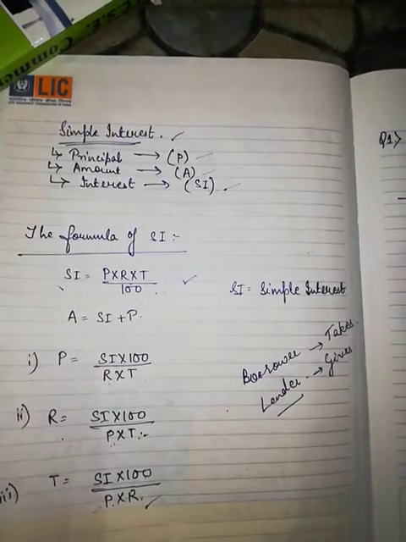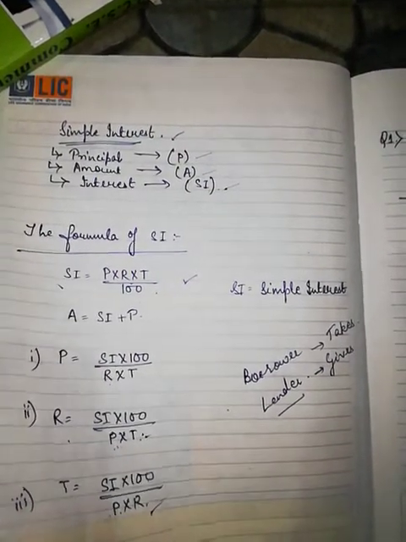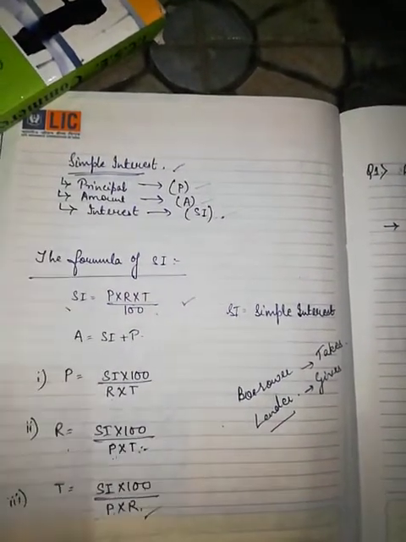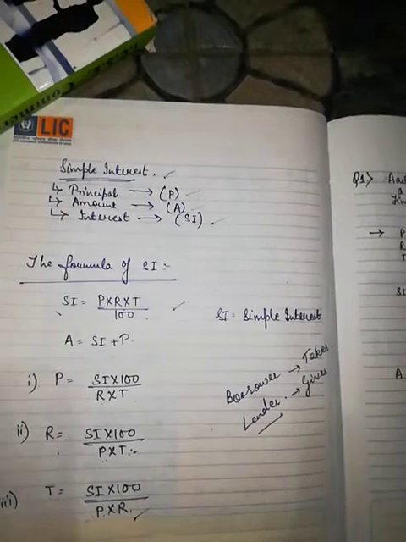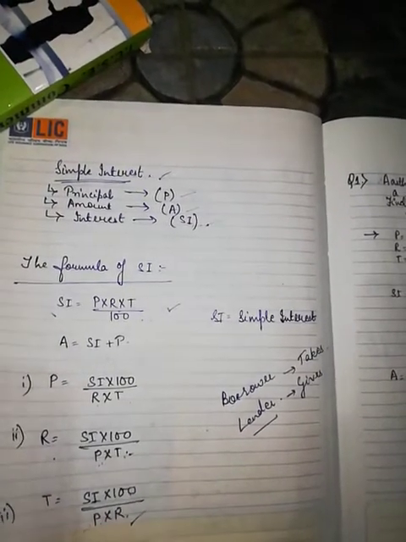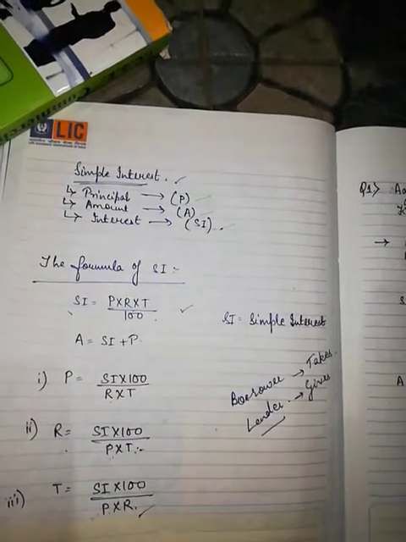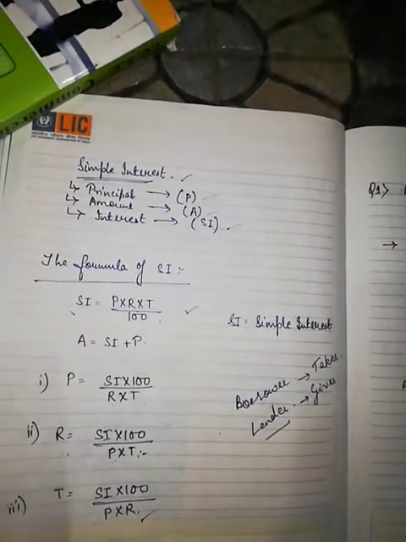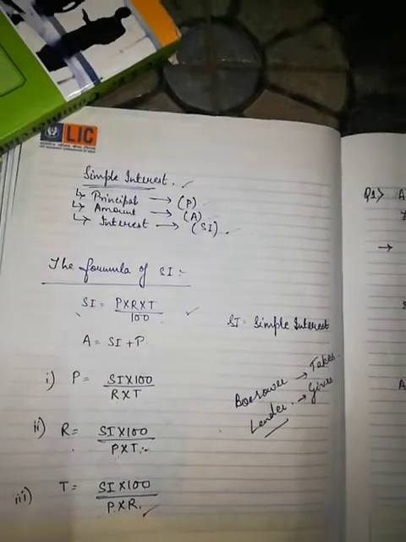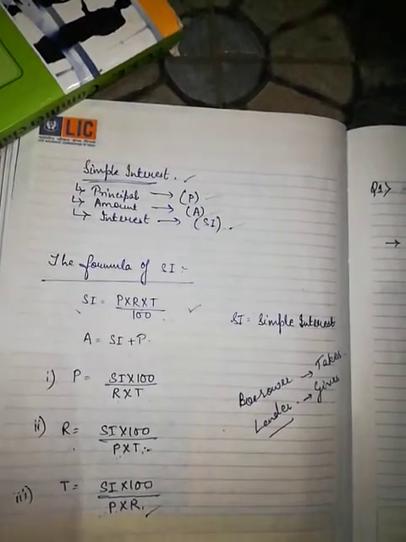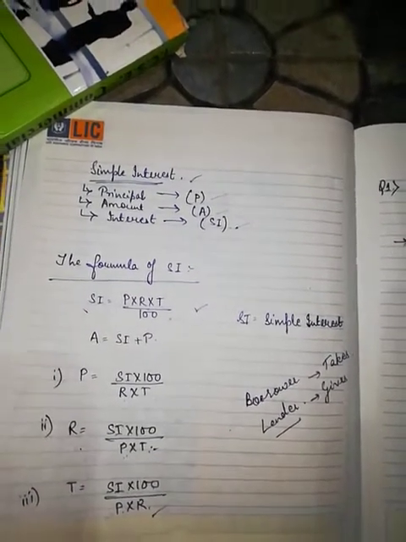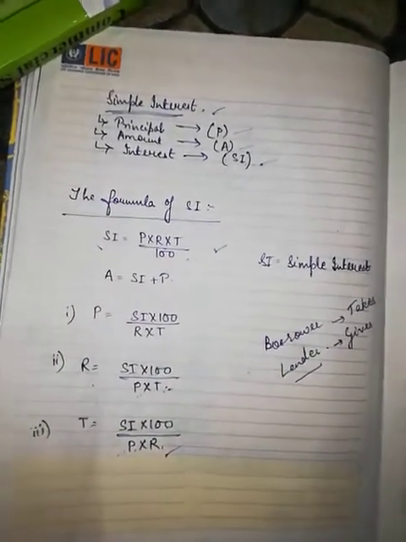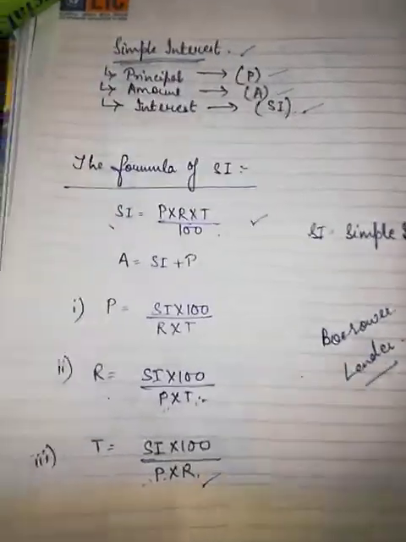Now there is one more thing, that is amount. Amount is the total of simple interest and the principal. Now let us give you some formulae of simple interest. To find the simple interest, SI is equal to principal into rate into time by 100. And to find out the amount, simple interest plus principal. Now SI is equal to P into R into T by 100 is divided into 3 subdivisions.